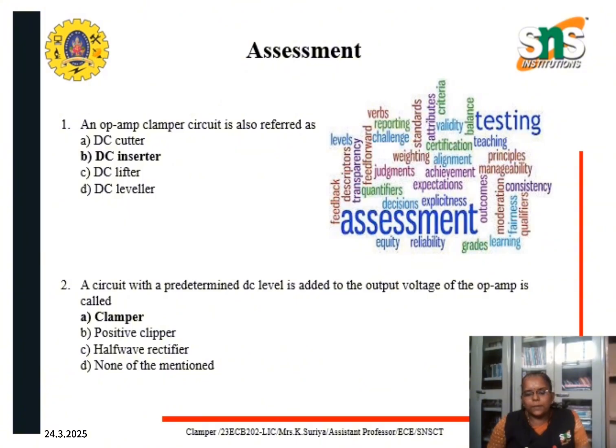Let us take up some assessment questions. An op-amp clamper circuit is also referred to as: the options are DC cutter, DC inserter, DC lifter and DC leveler. Yes, the answer is DC inserter. A circuit with a predetermined DC level added to the output voltage of the op-amp is called: the options are clamper, positive clipper, half-wave rectifier and none of them mentioned. Yes, the answer is clamper.